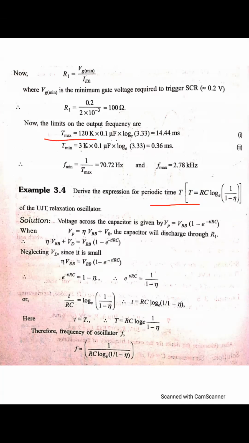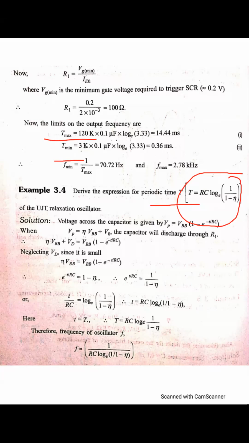So this is the formula we are going to use to calculate the time period: T is equal to RC log of 1 divided by 1 minus eta. Substituting R maximum, C is 0.1 microfarad, and 1 divided by 1 minus 0.7. So taking the log of that, we get T max as 14.44 milliseconds, and T minimum is 0.36 milliseconds using the R minimum value.